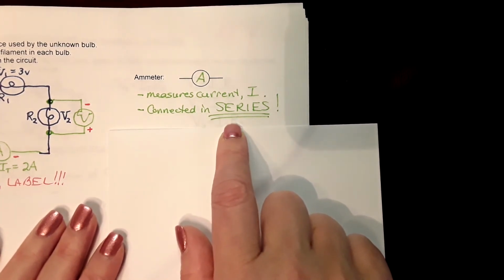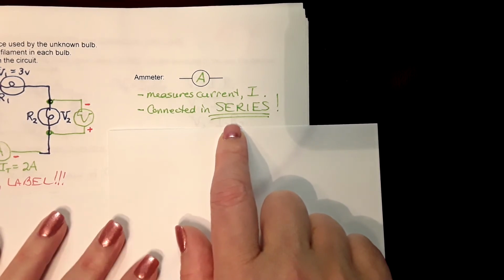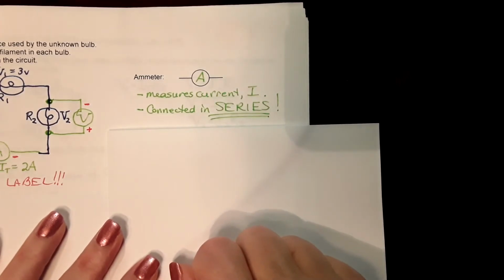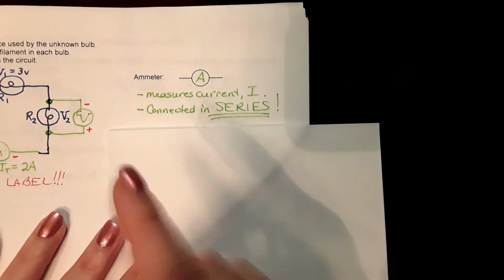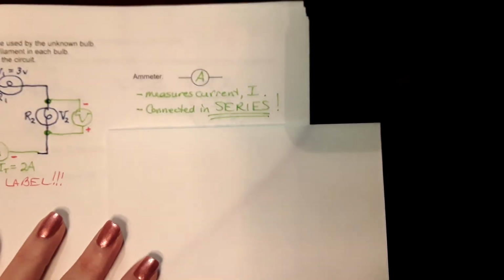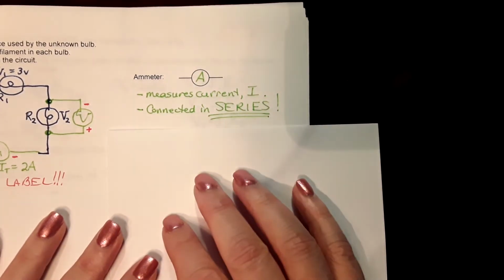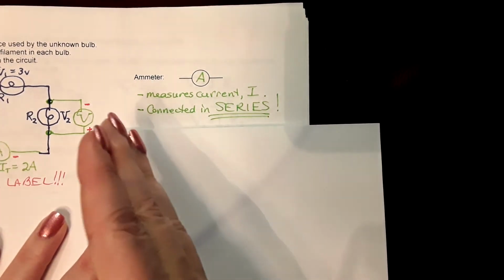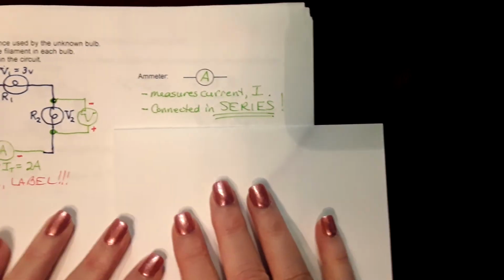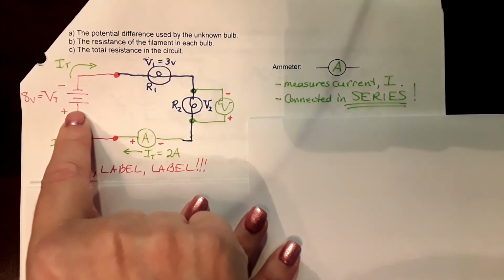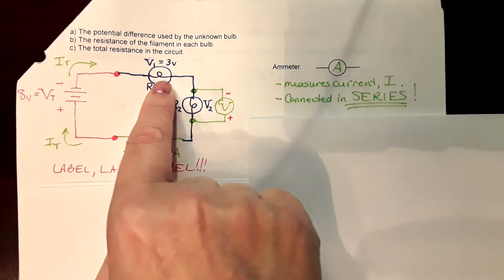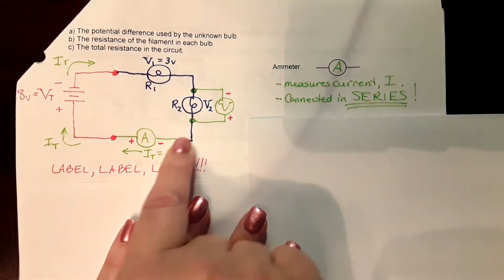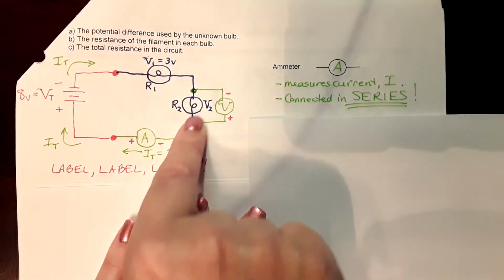Now you should know what the word series means. Series means a progression of items. For example, the Harry Potter series of books and movies. You got 1, 2, 3, 4, 5, 6, 7 for the movies, right? Actually 8 for the movies, 7 for the books. So a series means they're in a row, one after the other. Well, look at this. Our source, our first bulb, our second bulb, the current goes through each one after another. So this is a series of items.